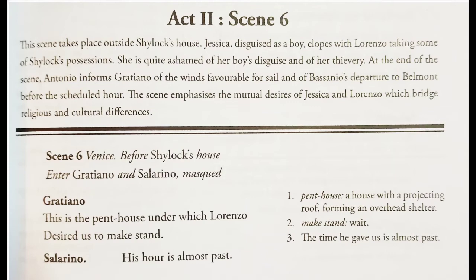This scene takes place outside Shylock's house. Jessica, disguised as a boy, elopes with Lorenzo, taking some of Shylock's possessions.